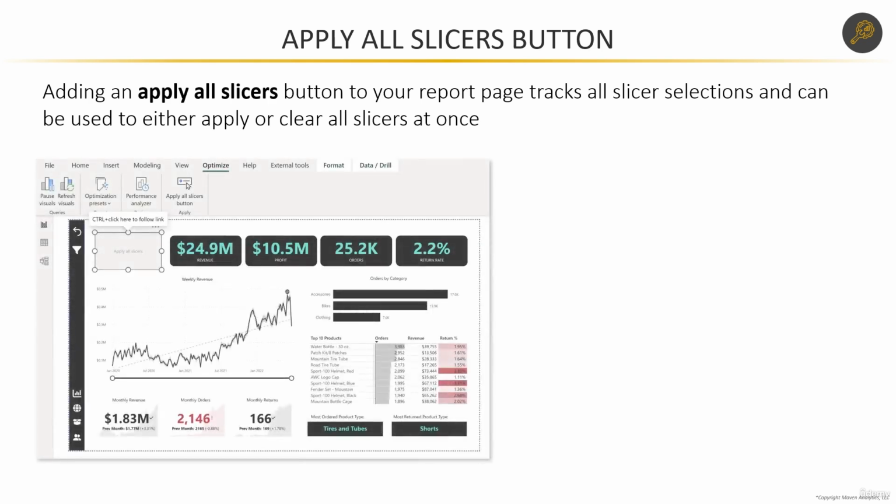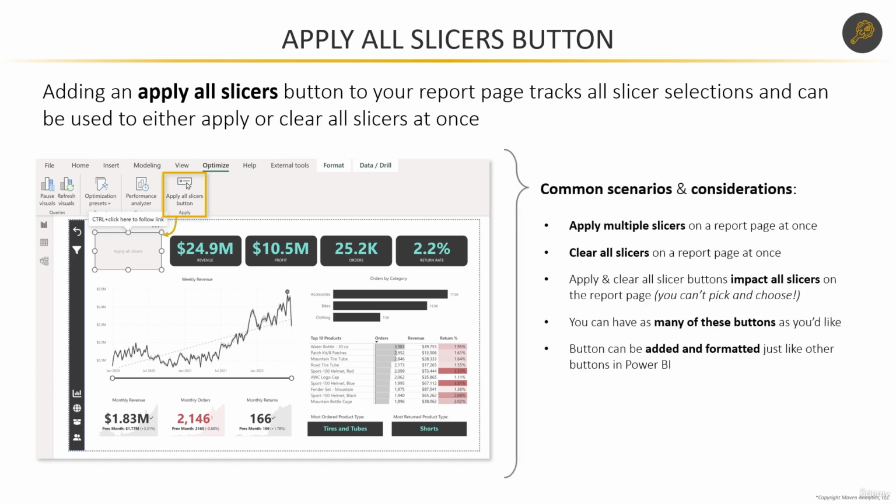All right, so when you click on the Apply All Slicers button, a new blank unformatted button is added to the report page, just like what you're seeing on the slide here. And again, the main reason why you're adding this button is to be able to apply all of the slicers within a single click or clear all of the slicers in a single click. And keep in mind that this button will impact all of the slicers within a report page, and you can't really pick or choose which slicers are impacted.